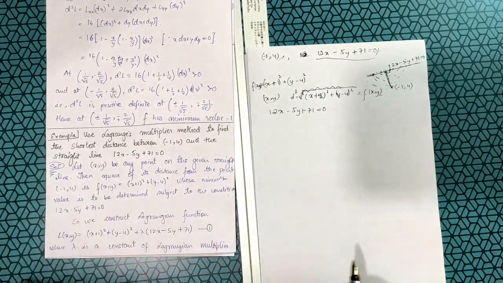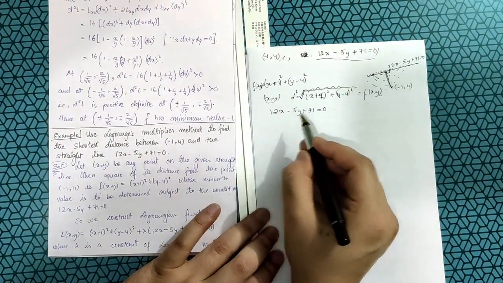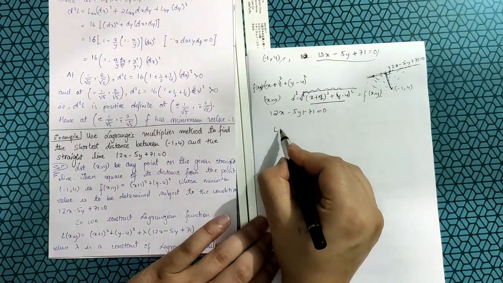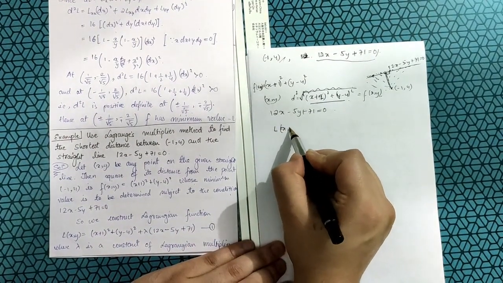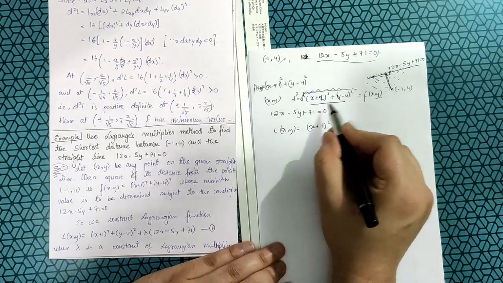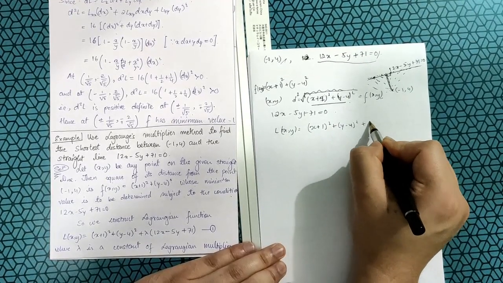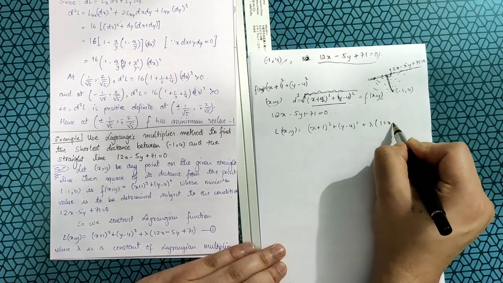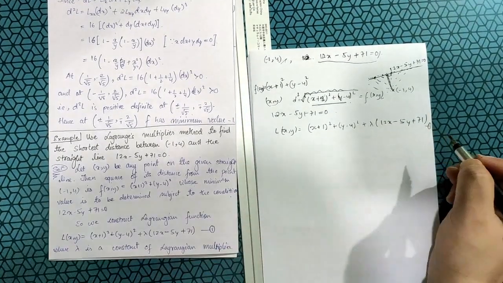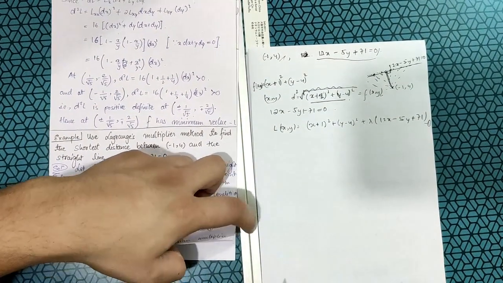So for this we construct the Lagrangian function. So we now construct the Lagrangian function, and hence what we get is L is equal to L of x, y is equal to x plus 1 whole square plus y minus 4 whole square plus lambda times 12x minus 5y plus 71, right? Where lambda is a multiplier, we know that.